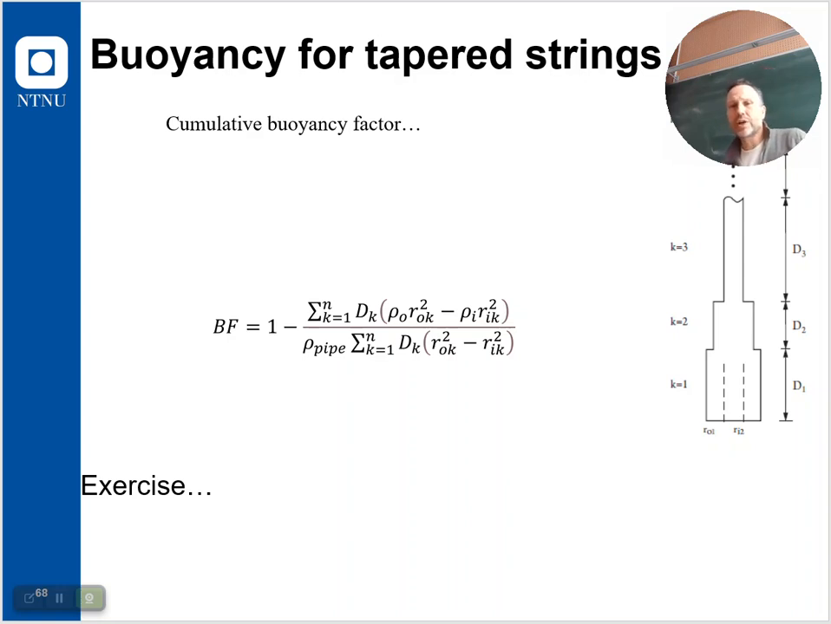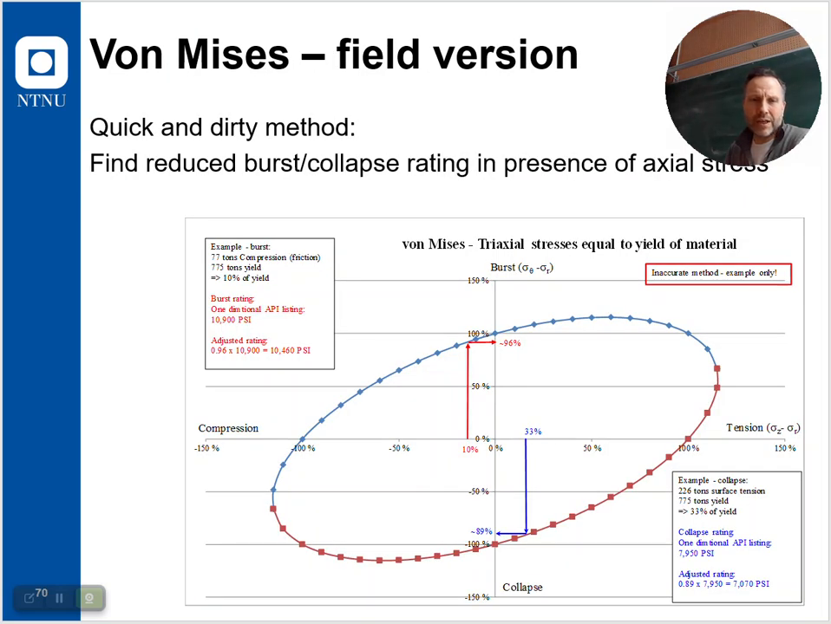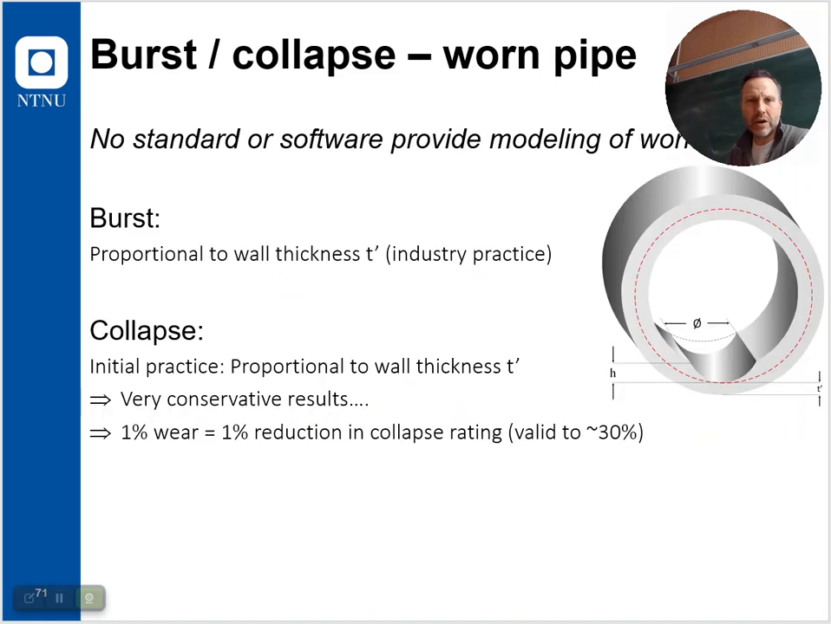Buoyancy of tapered strings. You put up one of these calculations and you're going to be busy the whole exam. Temperature affects the yield strength. Remember that forever. Because you may get disappointed whatever you do, even if you drive your own car, the engine is going to be less. That's a quick and dirty method that some people did in the field. I would be extremely cautious about that one, but it's still there.